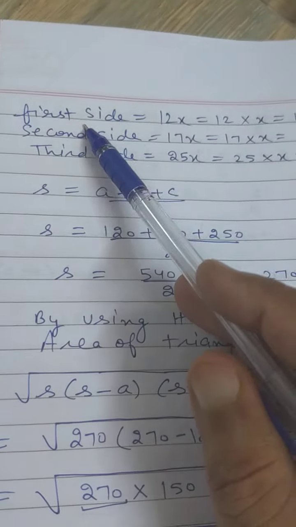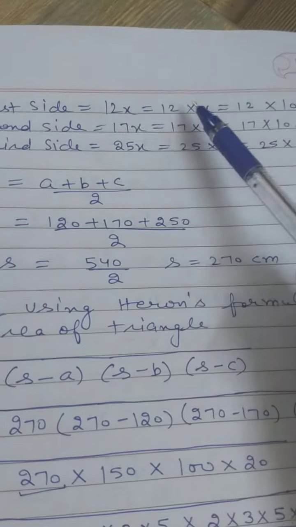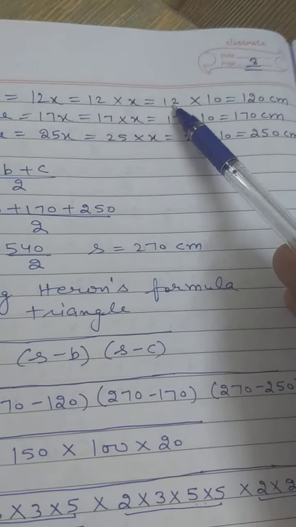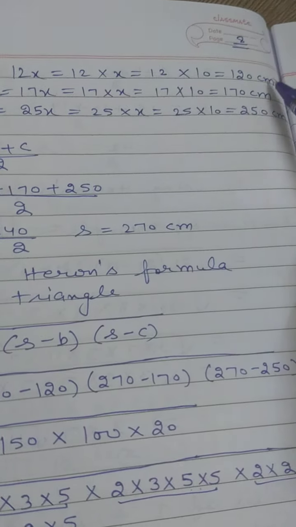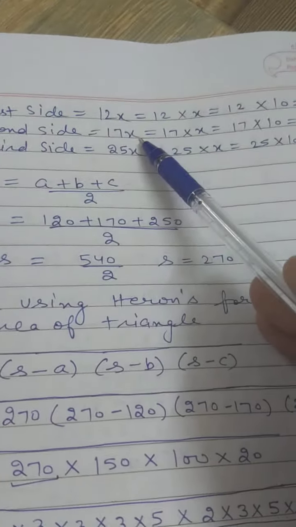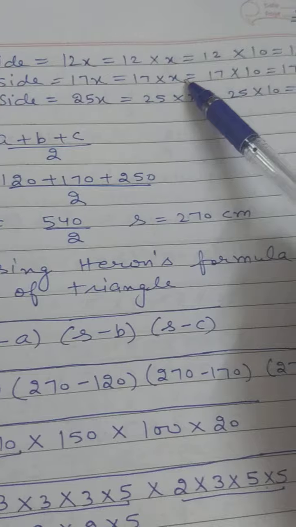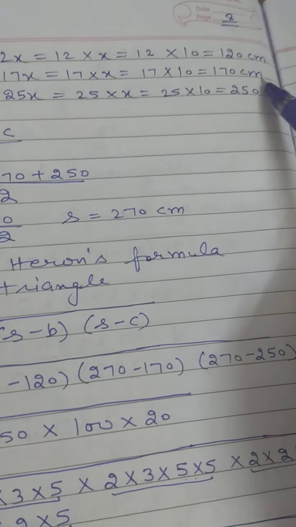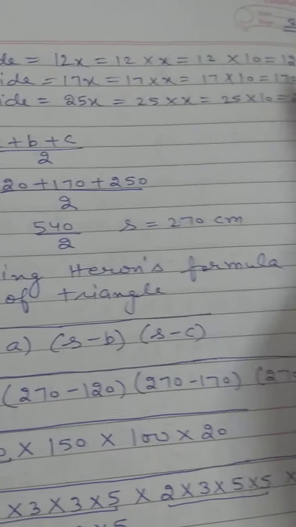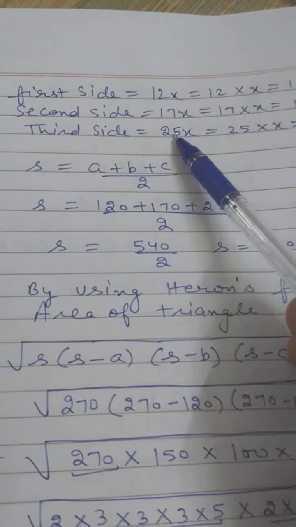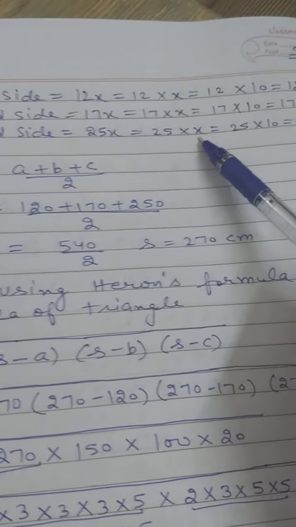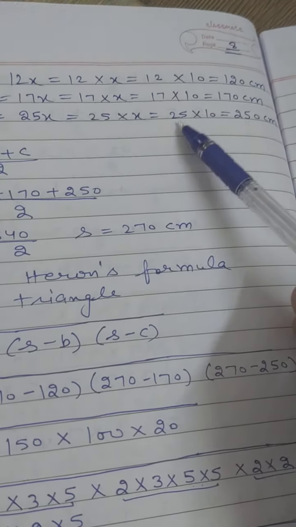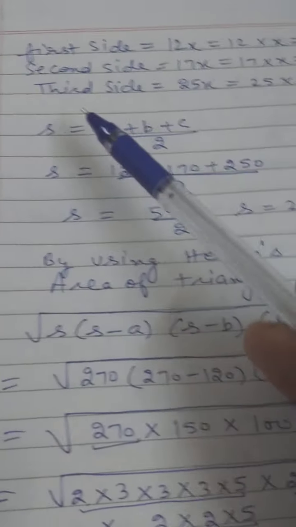Now the first side is 12x, meaning 12 into x. 12 into 10 is 120 centimeter, because x equals 10. The second side is 17x, which means 17 into x. 17 into 10 is 170 centimeter. The second side is 170 centimeter. The third side is 25x, meaning 25 into x. 25 into 10 is 250 centimeter.